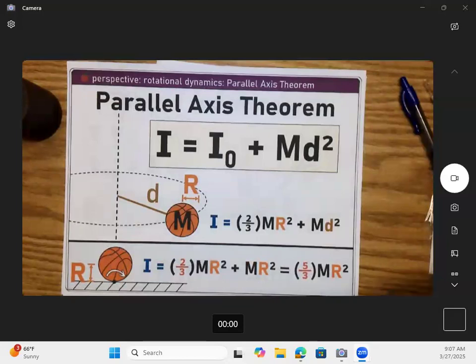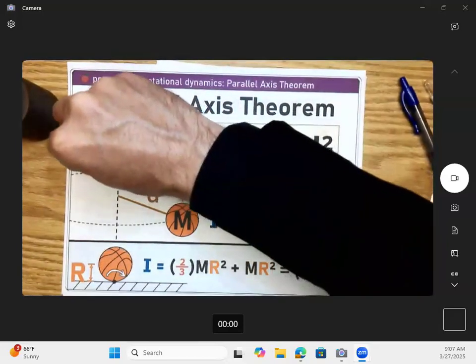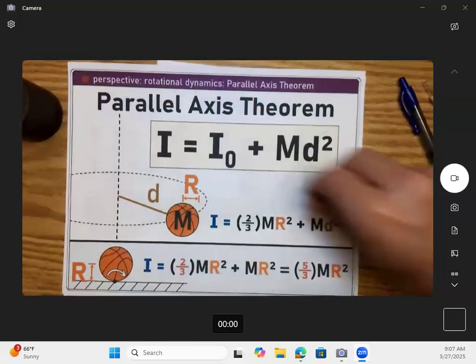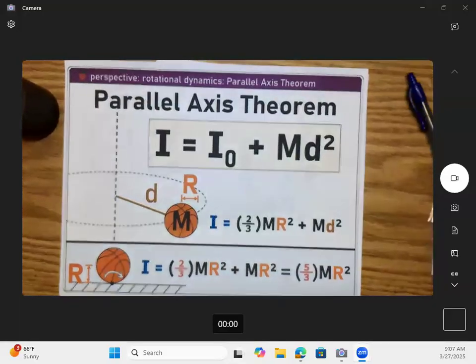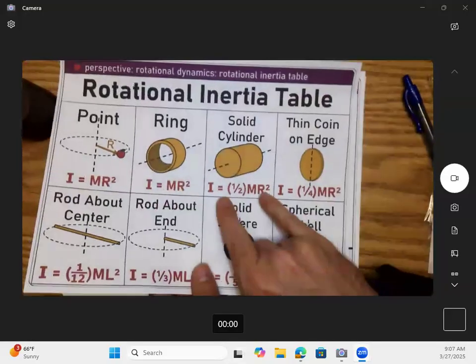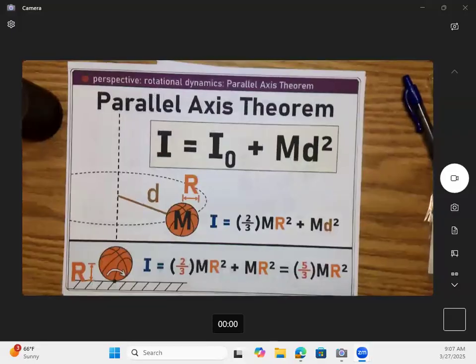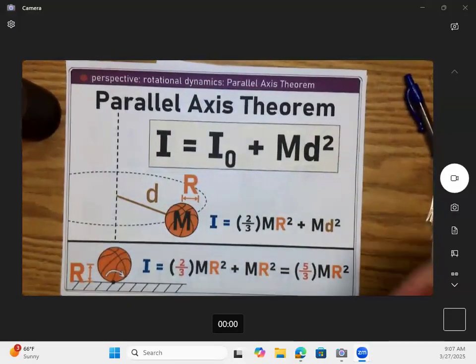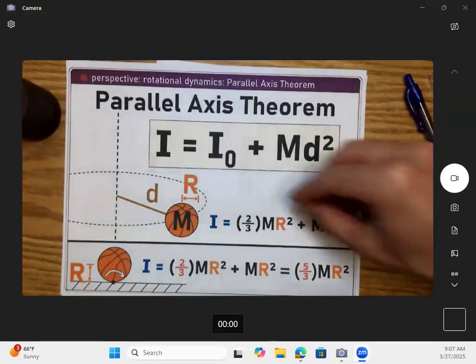How about the coin? Let's do the coin. If the coin's rolling like that, you guys see the coin rolling? That's a pretty good roll. So you start with 1/2 m r squared, and then you add another m r squared. What is 1/2 m r squared plus m r squared? That'd be 3/2 m r squared.